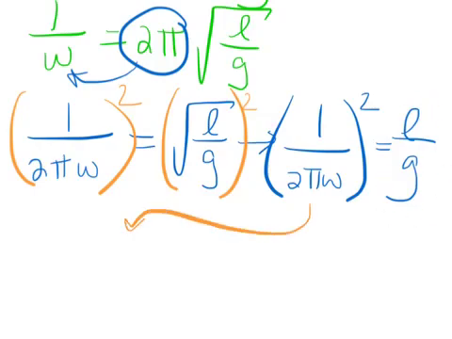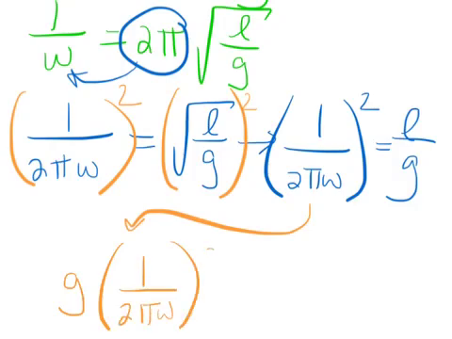Continue. What do you want to get? What's the goal? What are we solving for, Emmett? You want the L on its own, so you multiply its side by G. Good. You want L by itself. So we multiply both sides by G, as Emmett said. So pretty much bring the G out in front over here. So we're going to end up getting G, parentheses 1 over 2 pi omega squared equals L.